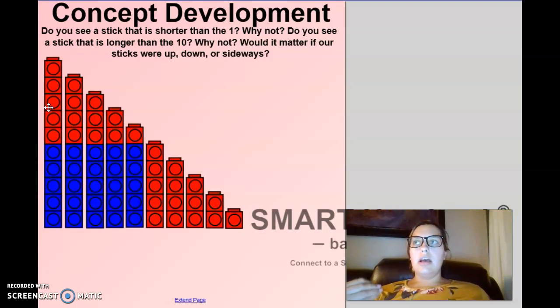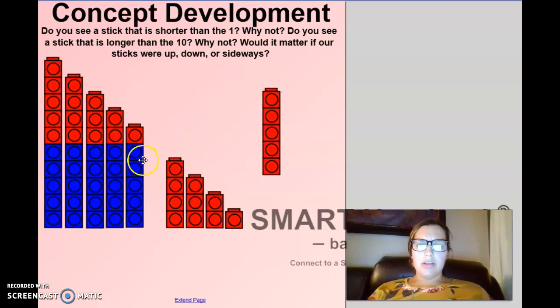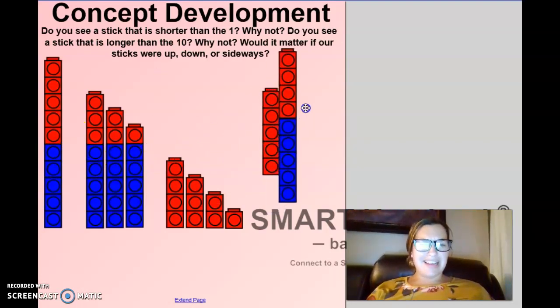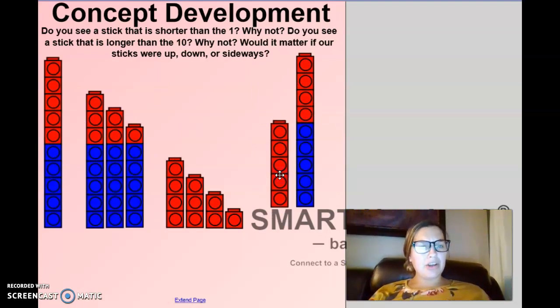But you know how you told me that our 5 stick, and let me pull it out, is shorter than, let's say, our 9 stick? Would it matter if I flipped these sticks upside down, sideways? Would that matter? Would that change the length?